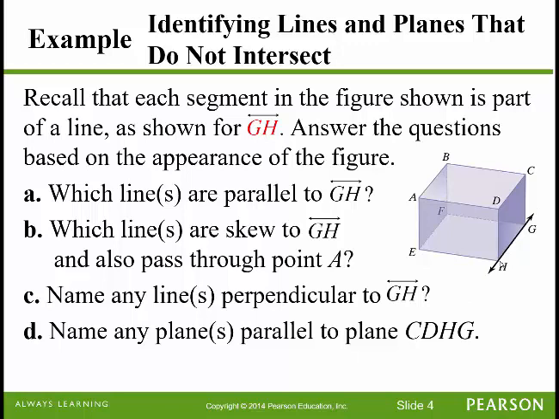All right, so A, which lines are parallel to GH? Which lines are skew to GH and also pass through point A? So they've got to be skew to GH and pass through A. Name any lines perpendicular to GH, and name any planes parallel to plane CDHG.